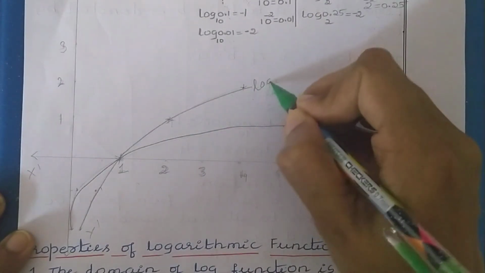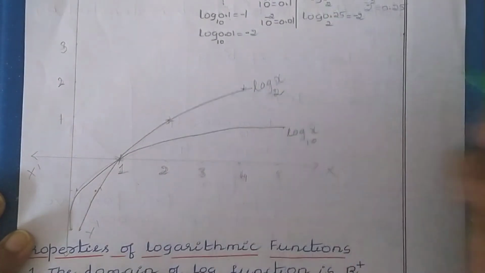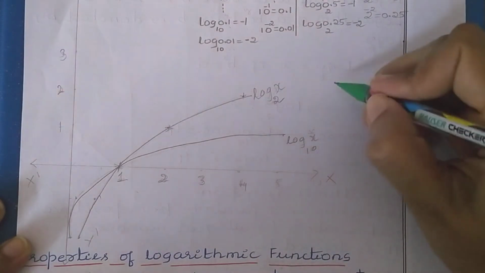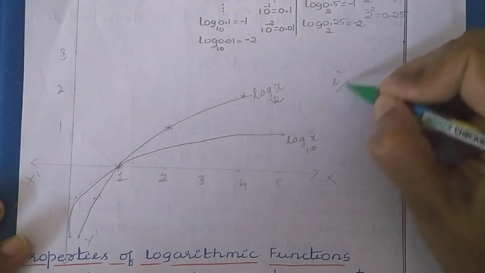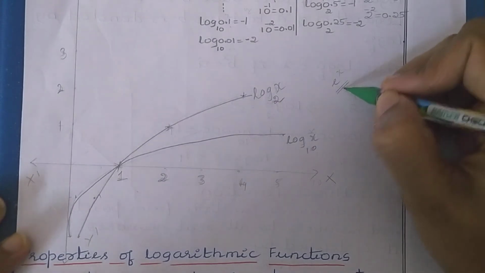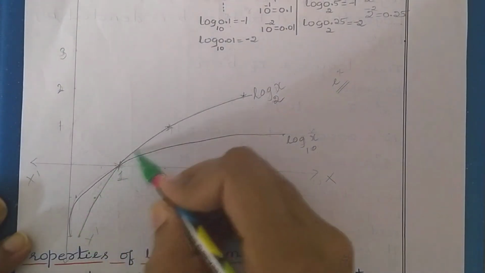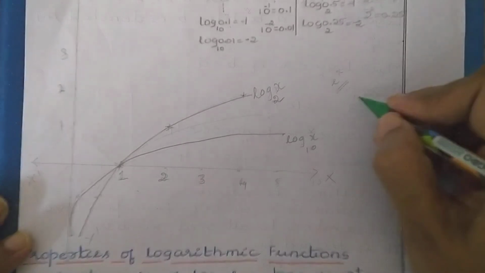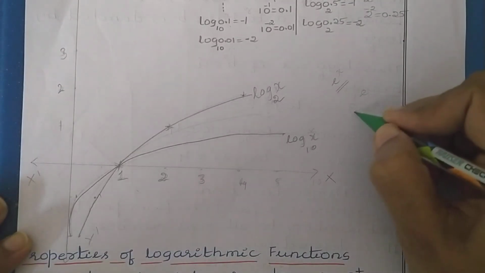So log x to base 2, and we have e to the power x. For this you can have the logarithmic function in between here. The graph is in between here because we know the value of e is between 2 and 3.